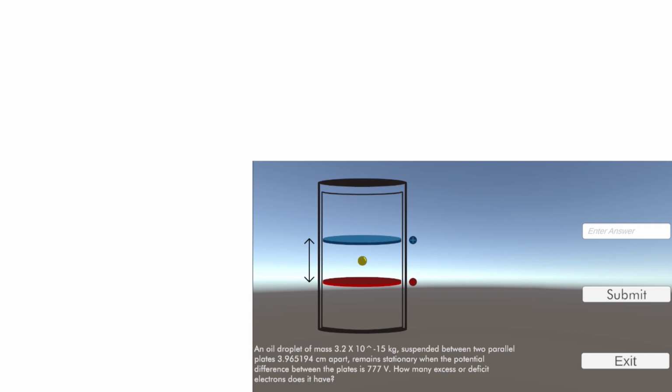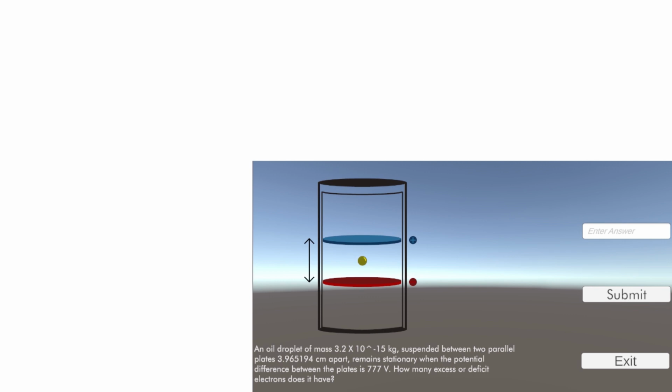Now, we know that this is an excess of 10 electrons as the negative plate is on the bottom. To pull against gravity, the oil drop must be repelled by the negative plate and attracted to the positive plate, so it is pulled upwards to counteract gravity. This requires the oil droplet to have a net negative charge, which would mean that the 10 electrons present are in excess.